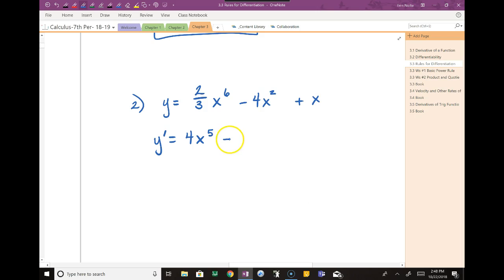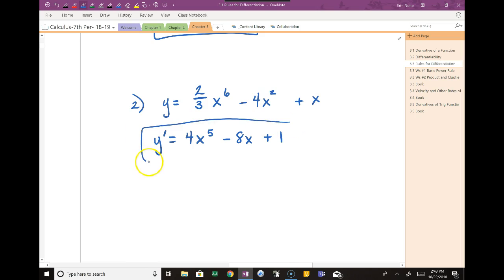Okay, what's my middle term going to be? 8x. Oh wait, it's an x squared. Okay, what is the derivative of x? 1. Plus 1. Perfect.